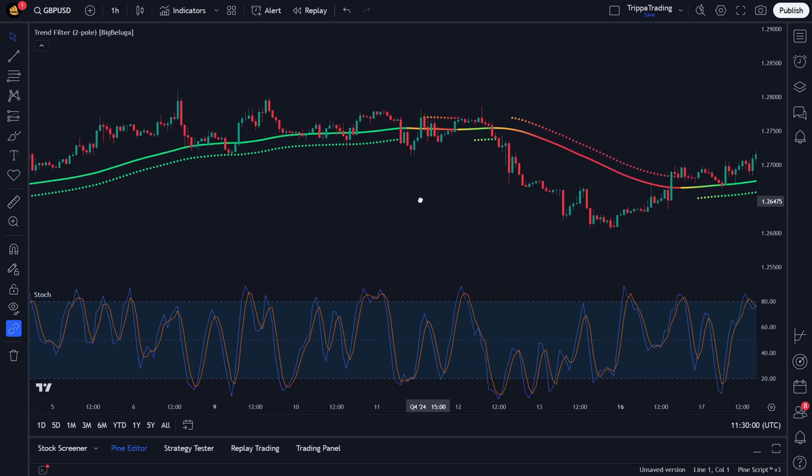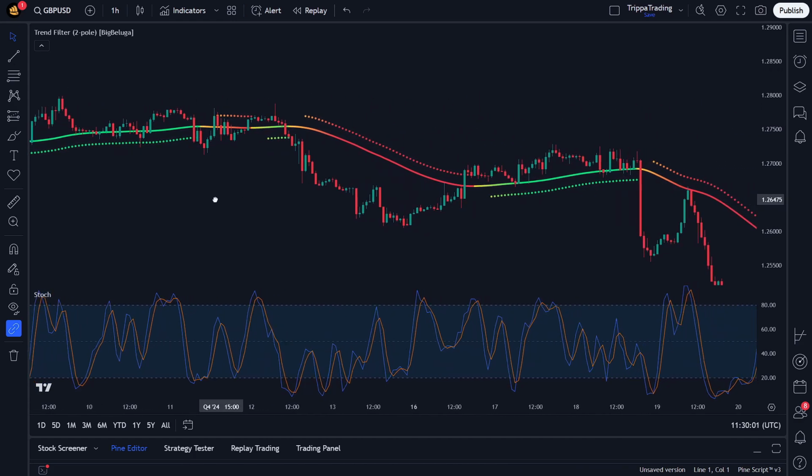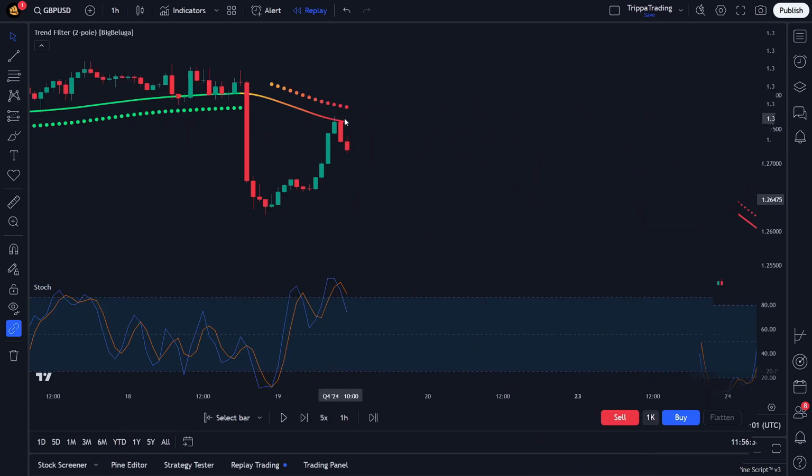Now, let's go through live trading examples, which you all have been waiting for. At this point, the trend filter line is red. And if we have a look over here, we can see both stochastic lines are above 80. When the blue line crosses below the orange line and closes below 80, right here, the sell signal is confirmed.